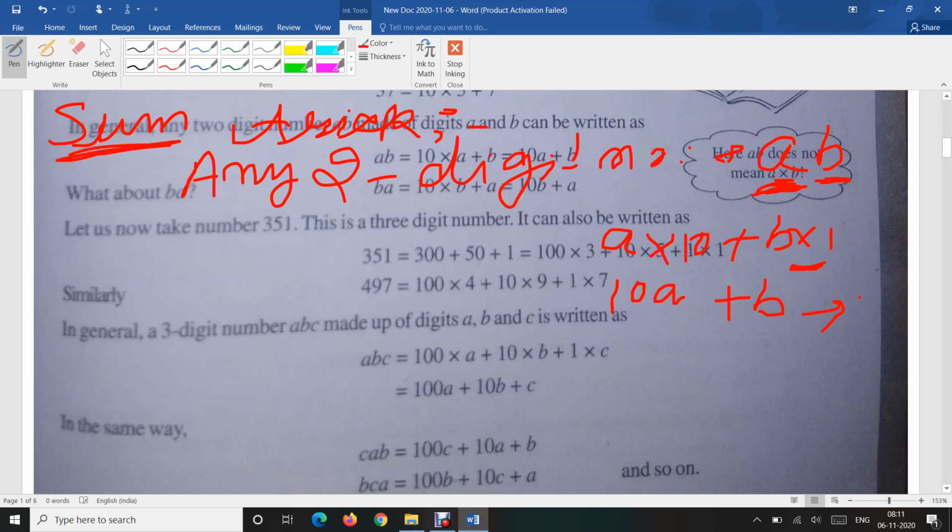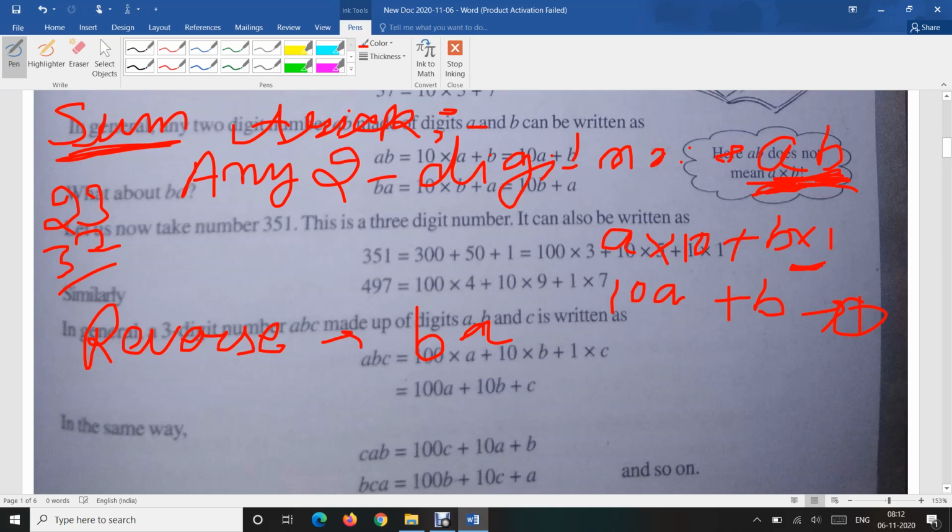Now we have one equation, 10A plus B. Now you have to reverse that number. The reverse of that number is BA, because if the number is 23 and we want to reverse it, then it will be 32. Similarly, the reverse of this general number is BA.